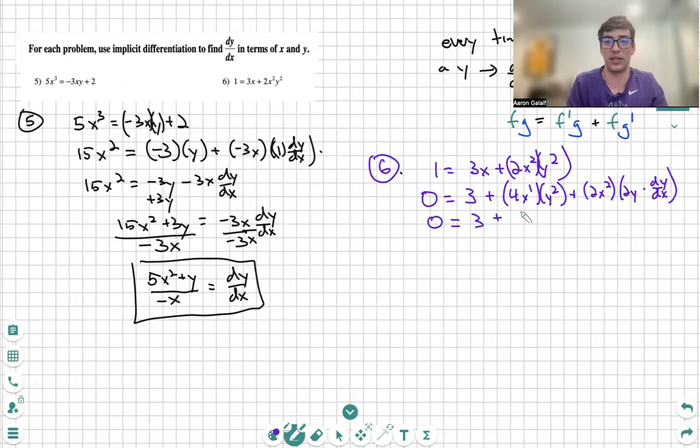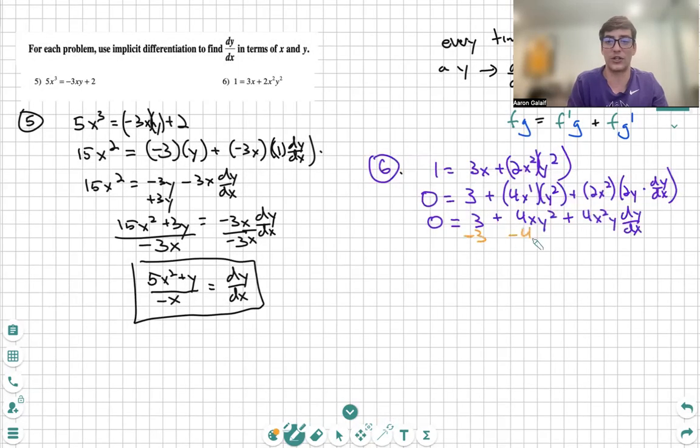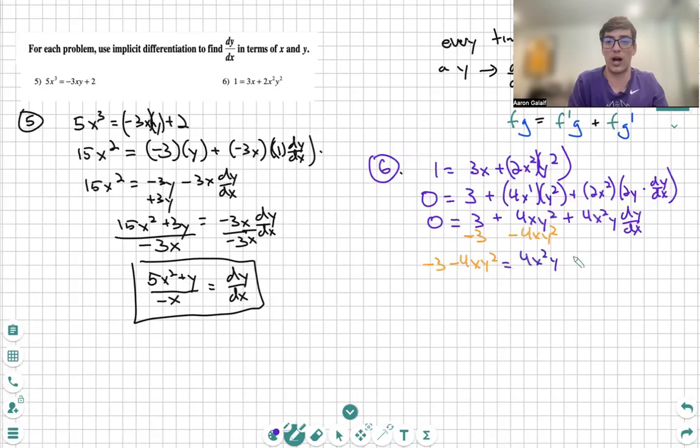0 is equal to 3 plus 4xy squared plus 4x squared y dy dx. Move everything that doesn't have a dy dx over to the left side of the equation: negative 3 minus 4xy squared is equal to 4x squared y dy dx, and then divide by the coefficient of dy dx, which is the number and the letters. And we finally get dy dx is equal to negative 3 minus 4xy squared all over 4x squared y.